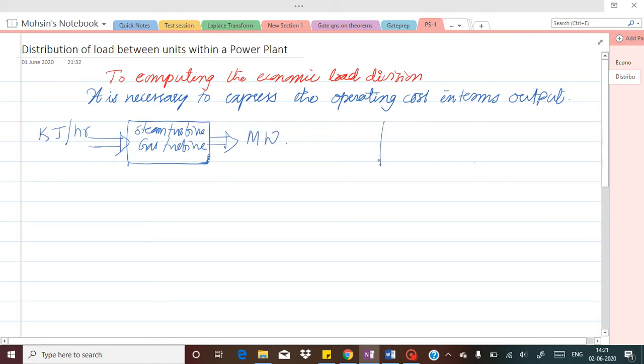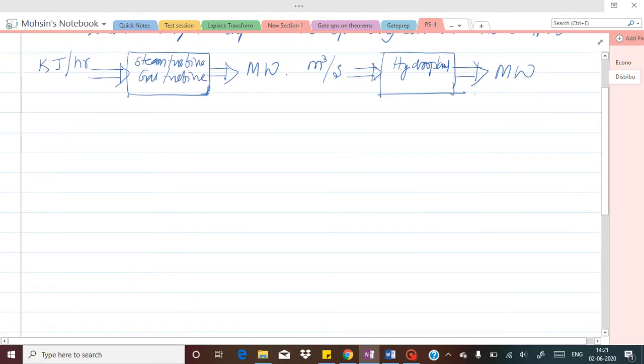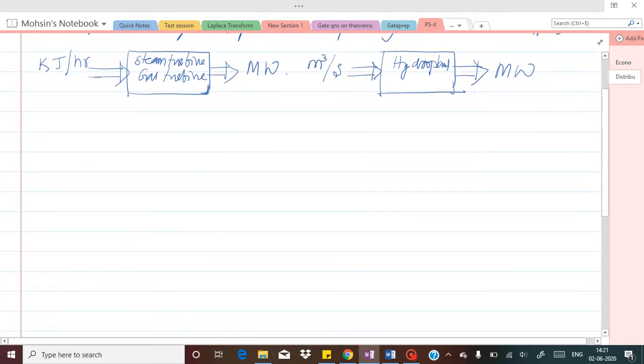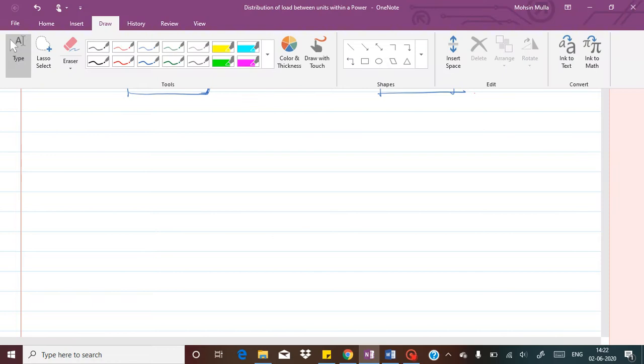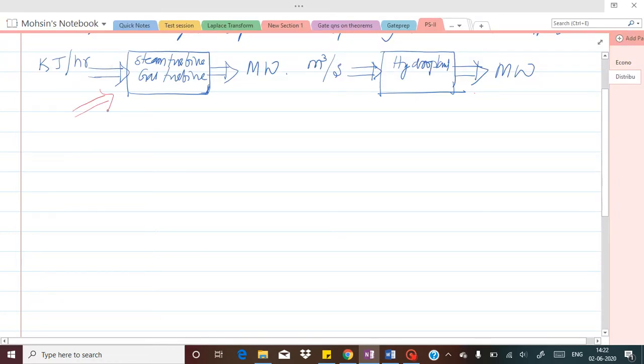But suppose we have a hydropower plant. In case of a hydropower plant, the input is simply water. So here we need to express the input in terms of the flow rate. Water flow rate is nothing but meter cube per second, and the output is again going to be the same megawatt power. In case of a hydropower plant, the input is just the water, which is free, so we need not bother about the operating cost of the hydropower plant. We are going to bother only about the operating cost of the thermal power plant mostly.